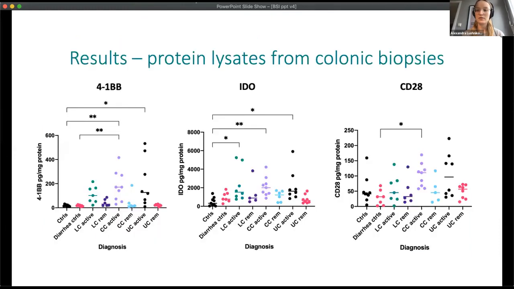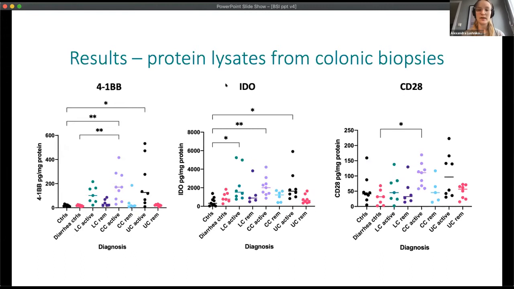So moving on to the results, here we have 3 examples of more interesting graphs where the differences can most clearly be seen between the patients with microscopic colitis compared to controls. So if we start by looking at 41BB, which is involved in co-stimulation of T cells, we saw an increase in 41BB in patients with active collagenous colitis, as well as patients with active ulcerative colitis compared to controls.